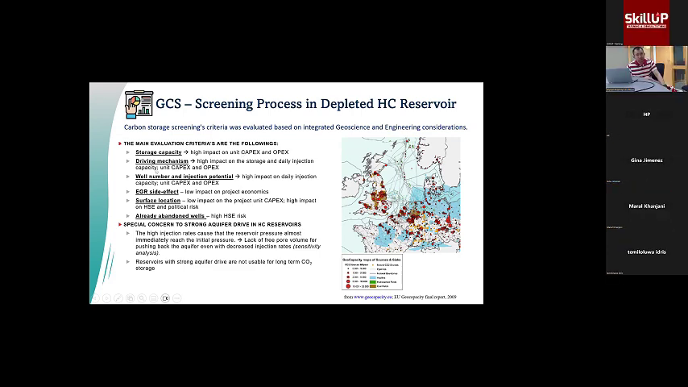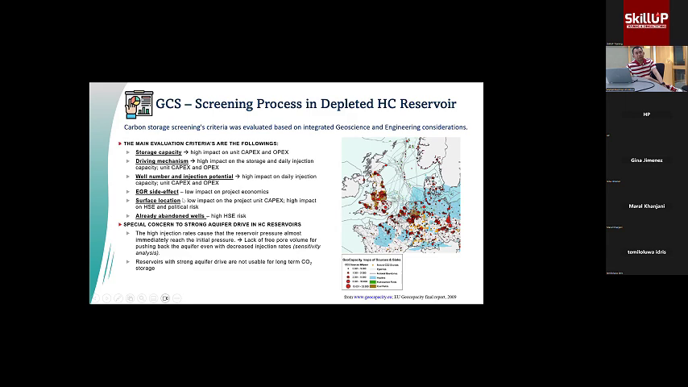The other thing is driving mechanisms. Is it a strong water drive, a weak water drive, or just a depleted oil and gas field without any specific water driving mechanism? The number of wells and injection potential as well, because the number of wells will be strongly related to the capital expenditure that we have to do, and also to the OPEX. And the other thing we can see is the EOR or EGR side effects, how they can impact the economy if we use it as CCUS, or as utilization for enhanced hydrocarbon recovery, and also regarding the surface locations.